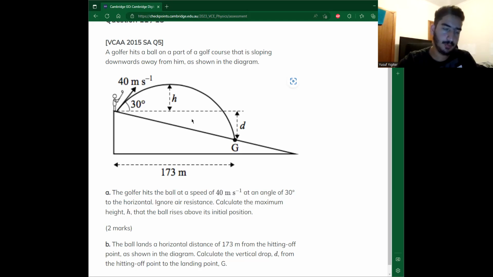Now, let's use the formula. It's already derived for us technically.